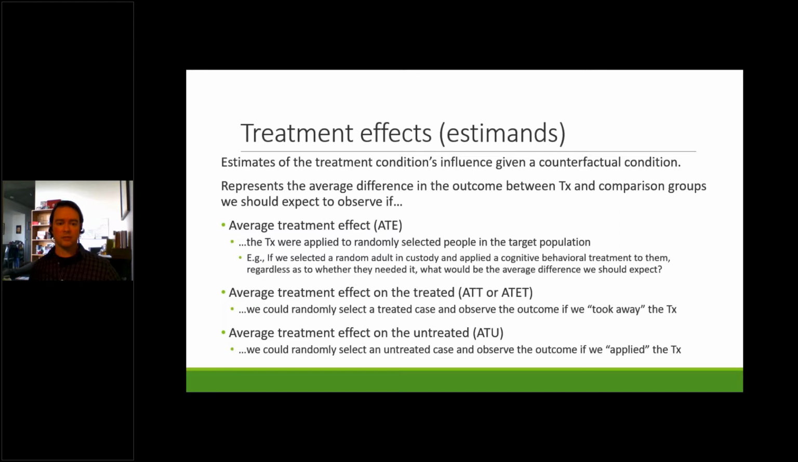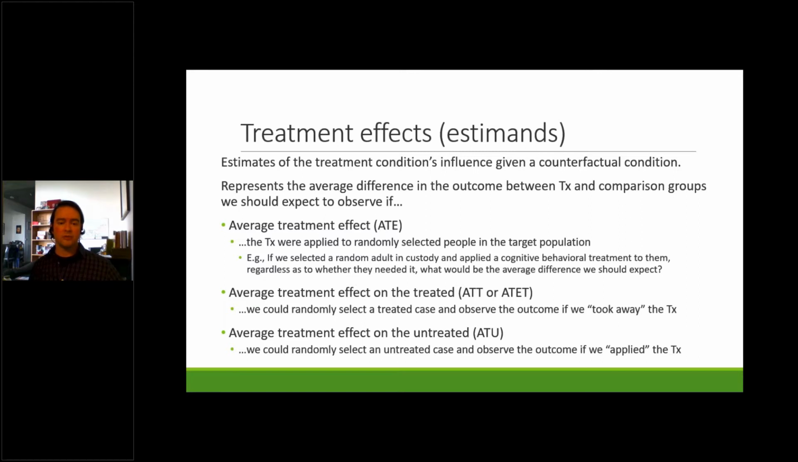These represent the average difference in the outcome between the treatment and comparison groups we should expect to observe under certain conditions. So the ATE is the average difference in the outcome between treatment and comparison groups we should expect to observe if the treatment were applied to a randomly selected person in the target population. For example, if we selected a random adult in custody and applied a cognitive behavioral treatment to them, regardless as to whether or not they needed it, what would be the expected average difference that we should see?